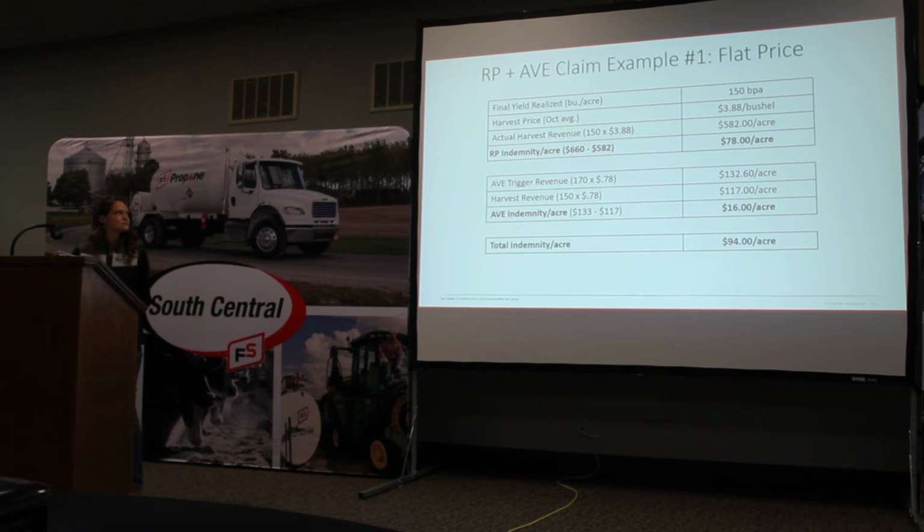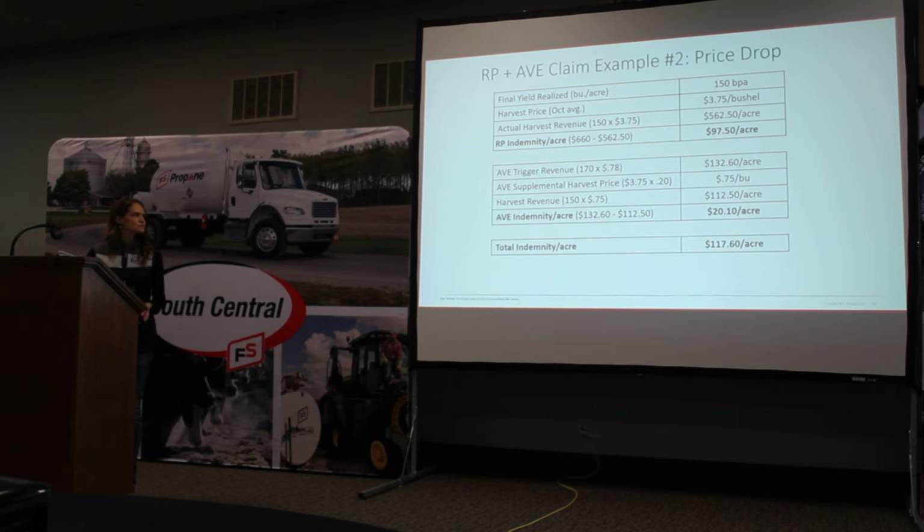So the next three slides are an example of three different scenarios. The same scenario as far as our bushels that we harvested. So we were below our guarantee of 150, but the price was the same. So we still had an indemnity because we were below our guarantee. But look, we're getting another 16 bucks an acre because we're below our guarantee and the price was the same. So we're still getting paid $94 because of it.